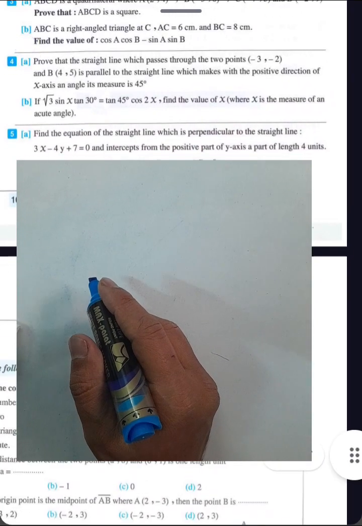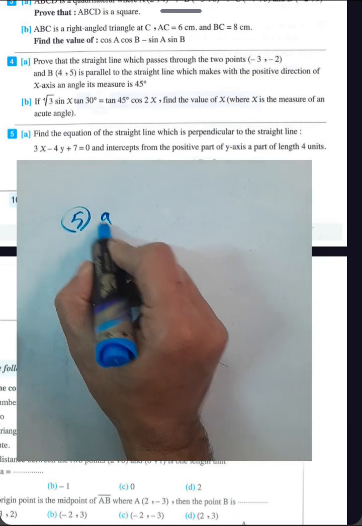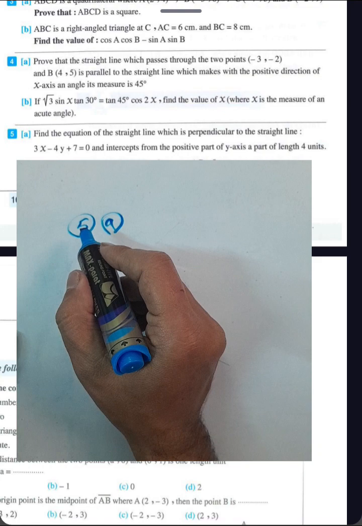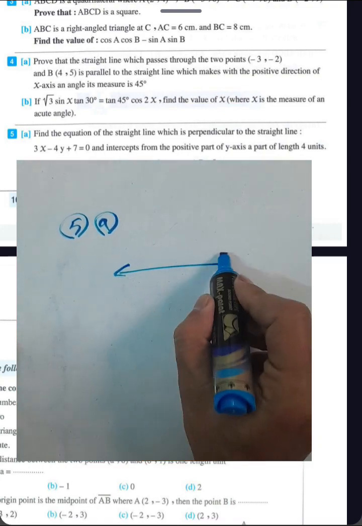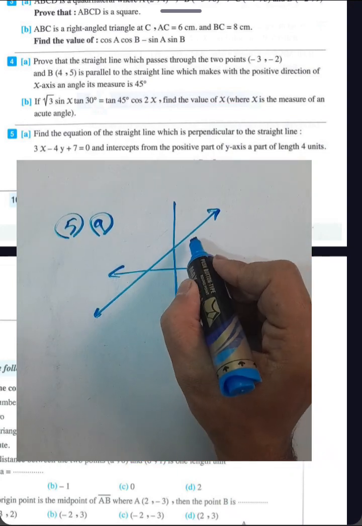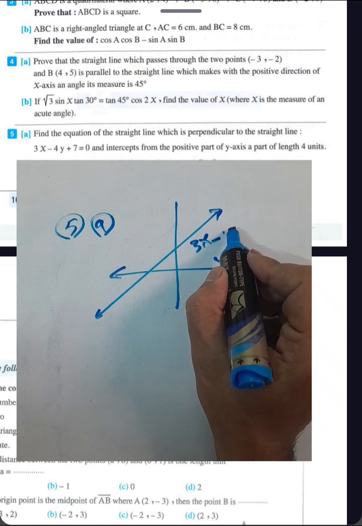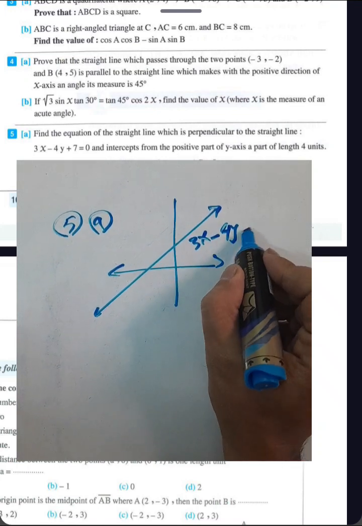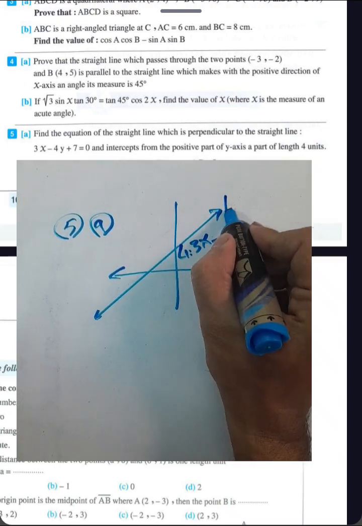Next question. Number 5, letter A. Find the equation of straight line which is perpendicular to the straight line. We have straight line here, like this, 3x negative 4y plus 7 equals 0. It's equation of straight line L1. Okay, we called it L1.